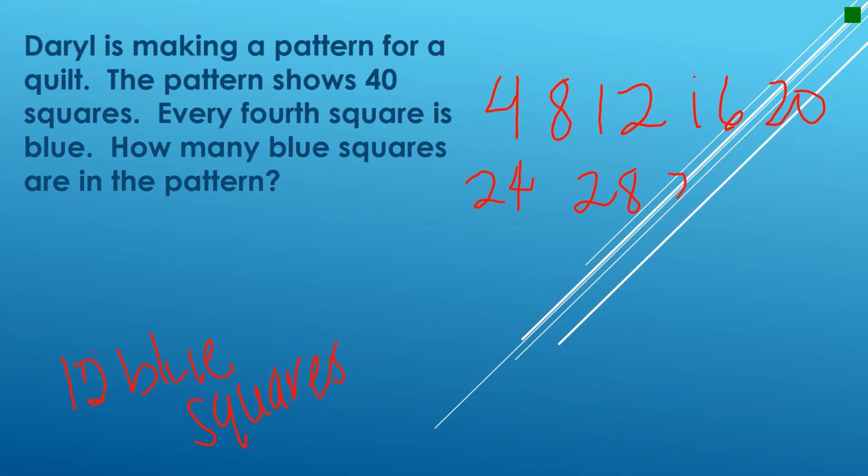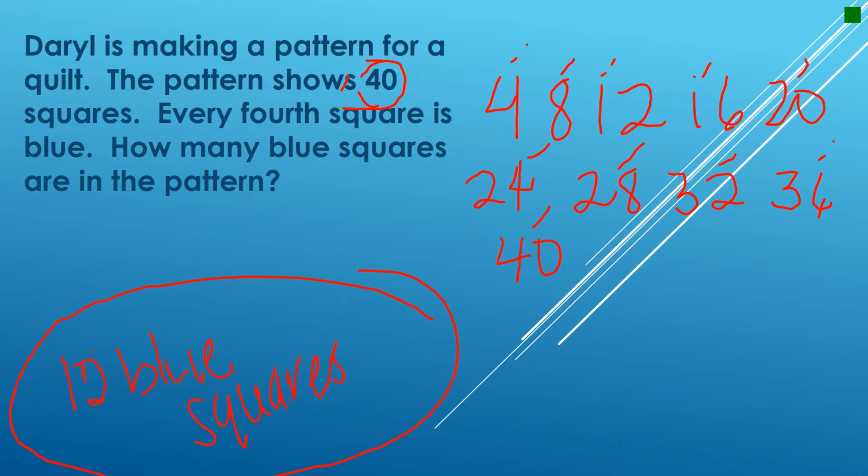So 24, 28, 32, 36, and then 40. All right, so that gets us all the way to 40 because there's 40 squares. And then I would count these off. 1, 2, 3, 4, 5, 6, 7, 8, 9, 10. So that's still 10 blue squares.